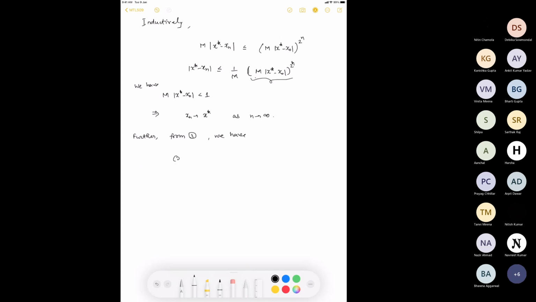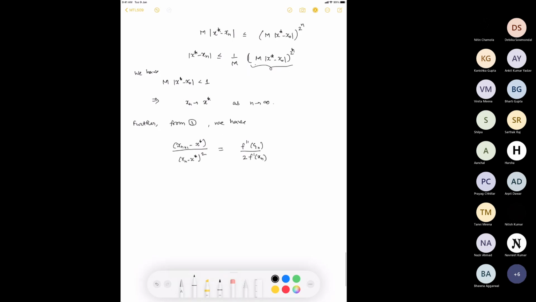So we have that x_{n+1} minus x star divided by x_n minus x star is equal to f double prime of the xi divided by 2 f prime of x_n. And if you take the limit on both sides, we know that x_n converges to x star and f prime is a continuous function. So f prime of x_n will converge to f prime of x star.